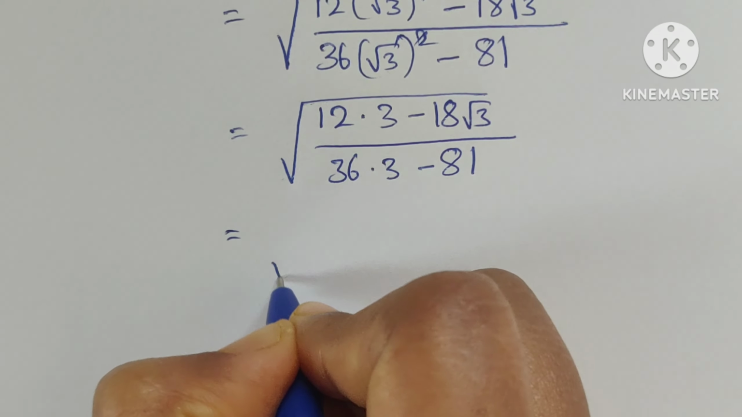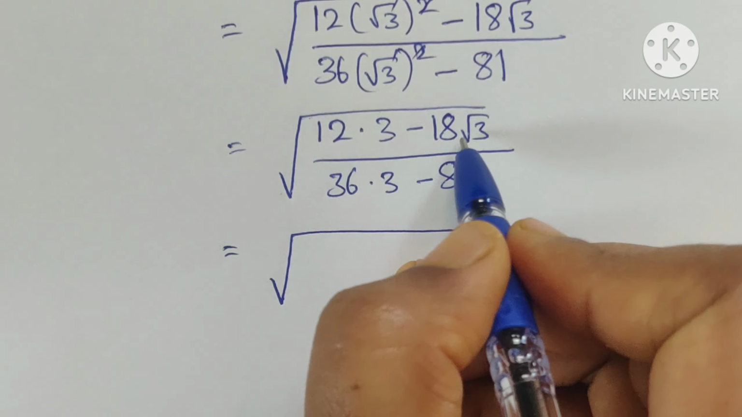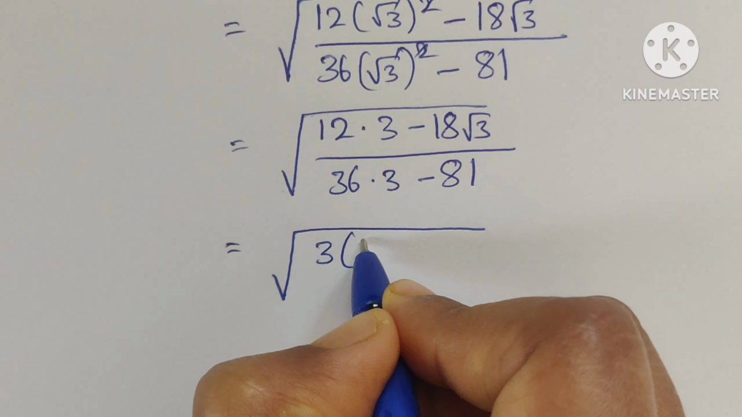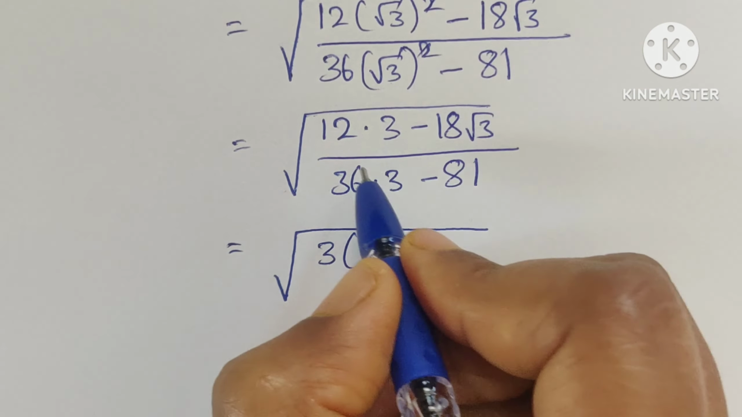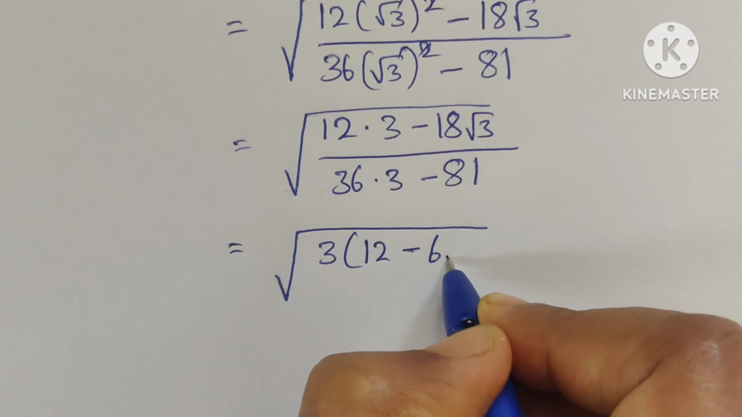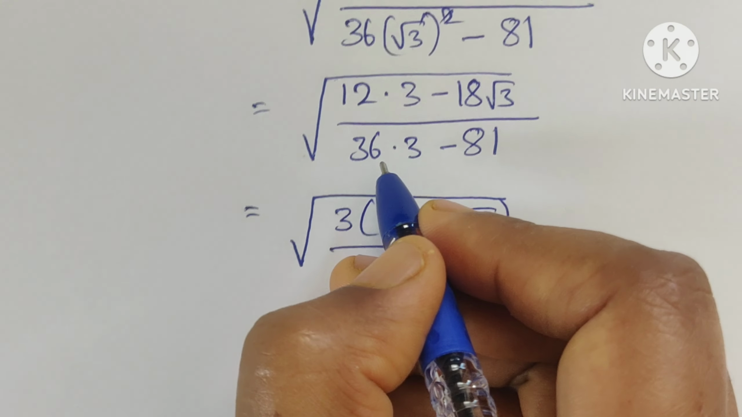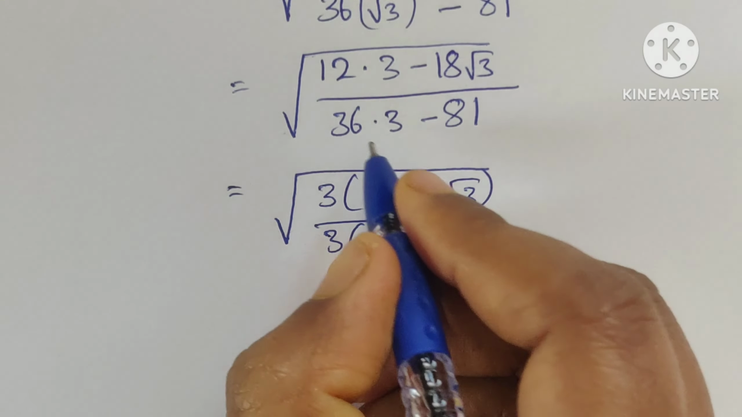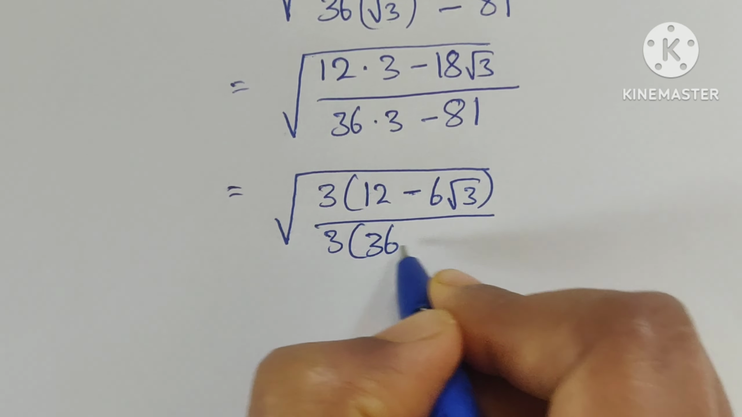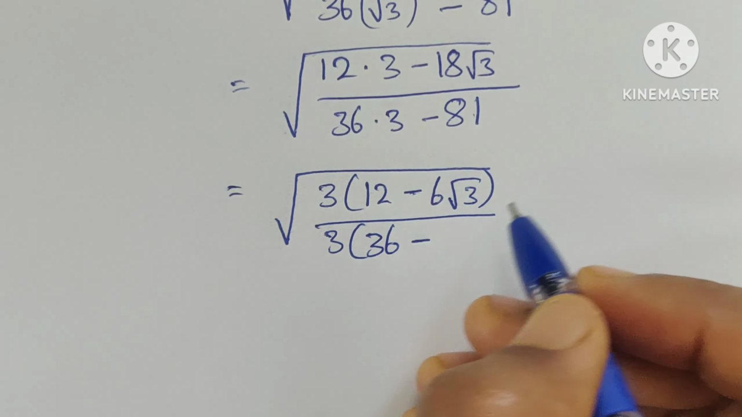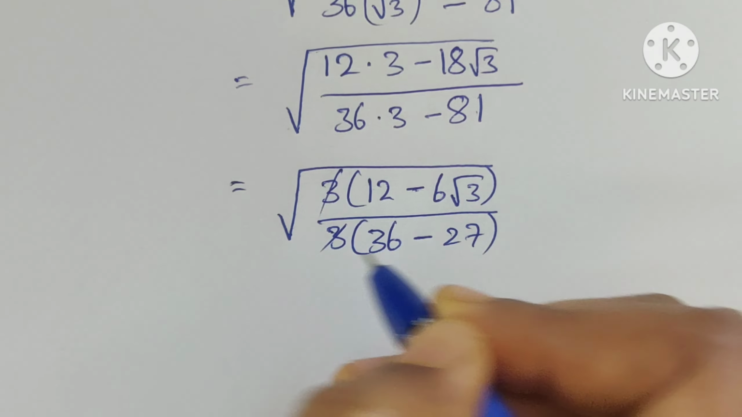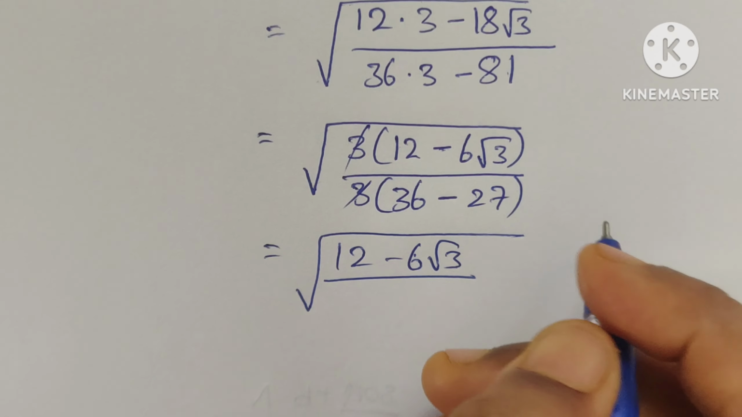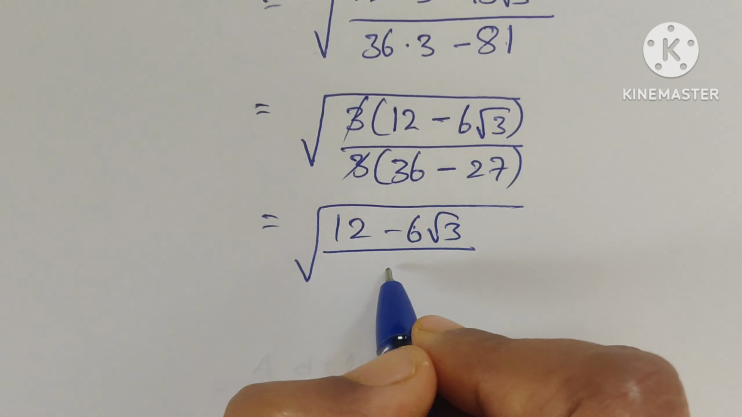So see here. In this numerator we have a common factor, that is 3. So we are taking out 3 as common. So 3, then here we will write the leftover numbers. So that is 12 minus, 3 times 6 is equal to 18, so 6 square root of 3, divided by. In the denominator we have a common factor, that is 3. We are taking out 3 as common. Then here we will write the leftover numbers. 36 minus, 3 times 27 is equal to 81. So 27, so 3 get cancelled. Then we will get 12 minus 6 square root of 3 divided by 36 minus 27, which is equal to 9.